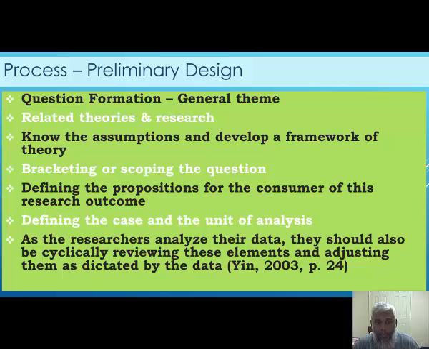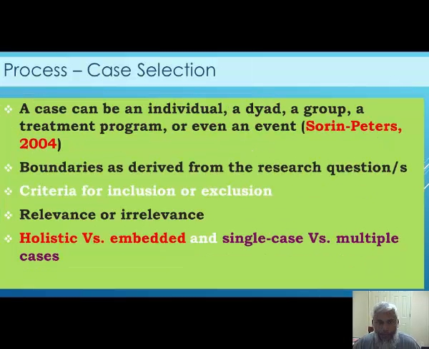Let's talk about case selection. A case can be an individual, a dyad, a group, a treatment program, or even an event. Boundaries are derived from the research questions. Criteria for inclusion or exclusion should be very explicit, and the researcher should have a very clear idea about relevant and irrelevant cases. One of the things the researcher needs to decide is whether he's going to have a holistic look or an embedded look, or whether he's going to deal with a single case versus multiple cases.